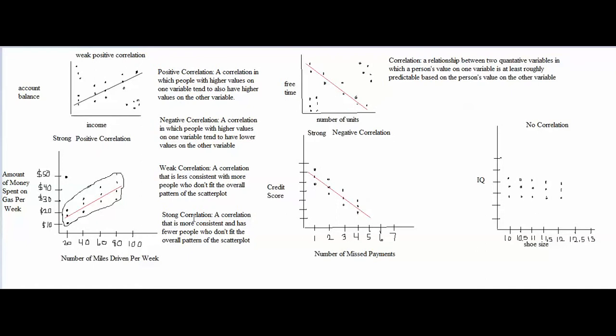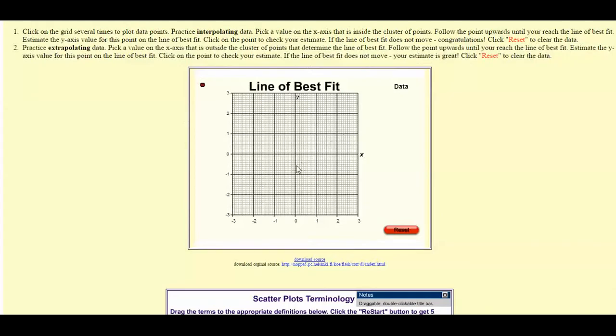Now let's go to that website that helps demonstrate these correlations. This website allows you to plug dots into the scatter plot, and it tells you what type of correlation you have. So if I make the dots closely follow the line like they are here, then that's a strong positive correlation.